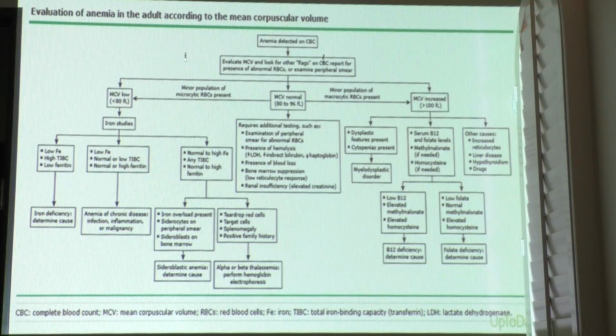The bigger category is when the MCV is normal, which is most of the patients. That's when you have to pay attention to the peripheral smear. And that's when you have to rule out the presence of hemolysis. Which labs do you order for hemolysis, by the way? Let's say you're the hospitalist, the resident, or the intern, and you want to rule out hemolysis. What are the labs that you send?